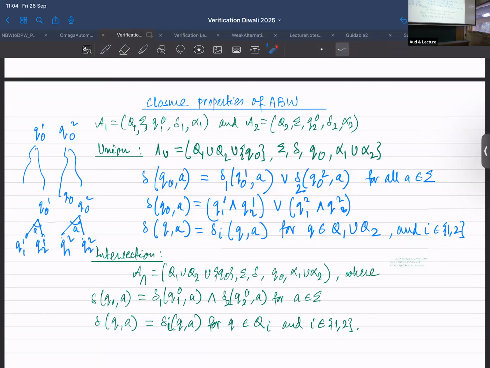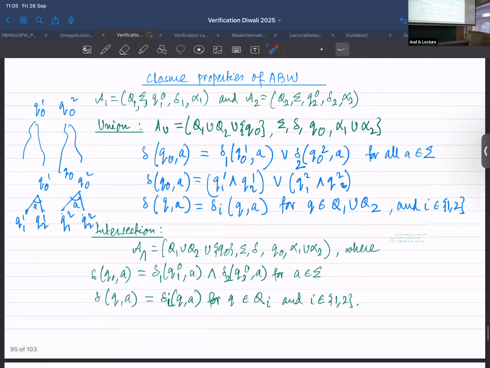And similarly for the intersection, everything is the same, but now I have the initial state, but instead of a disjunction, I add a conjunction. Is it okay? Okay, so this is this. And then you can formally prove, of course, that the language accepted by this automaton is indeed the union of the languages of these two automata, and similarly for the intersection.